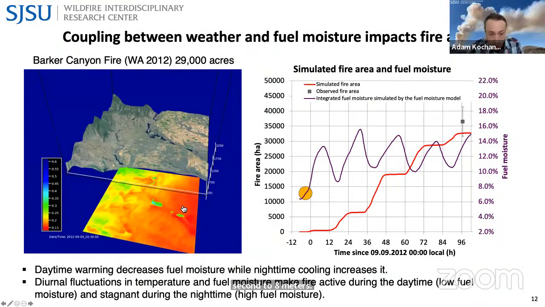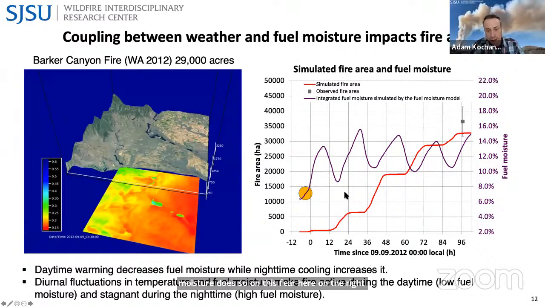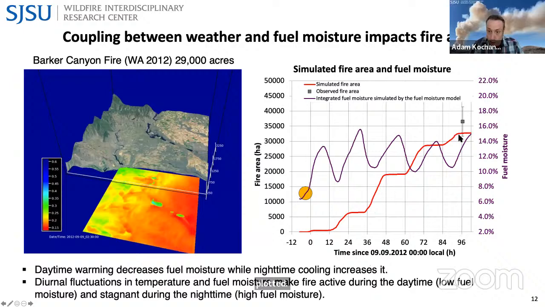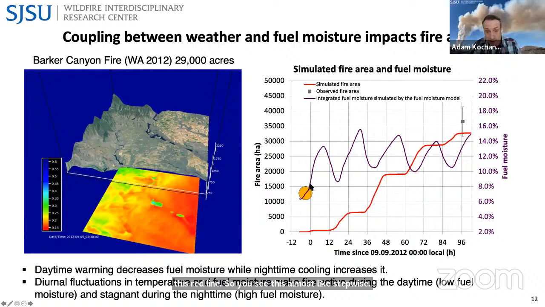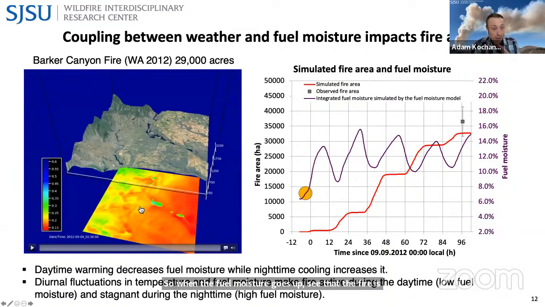Now, the second one, let's talk about the fuel moisture and what the fuel moisture does. On this figure on the right side, what you see is a time series of the fuel moisture. That's the purple line. And here are the values on the right side. And the fire area is plotted using this red line. So you see this almost stepwise character of the propagation of this particular fire, and it's associated with those fluctuations in the fuel moisture. When the fuel moisture goes up, you see that the fire is stagnant, and then when it goes down, it starts going. And you will see the same thing on the left side.